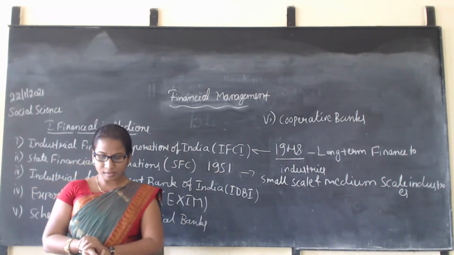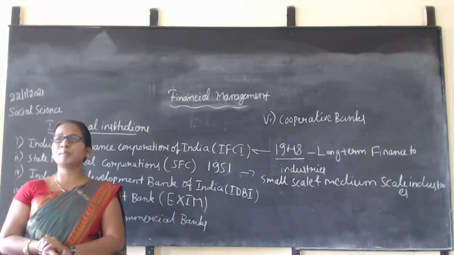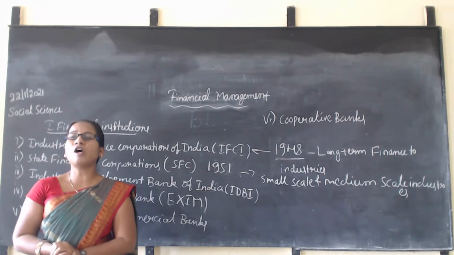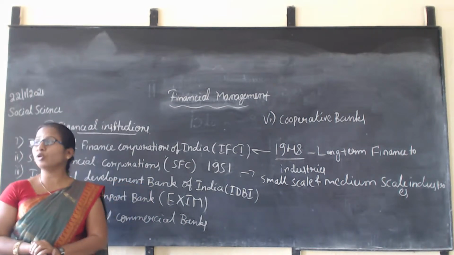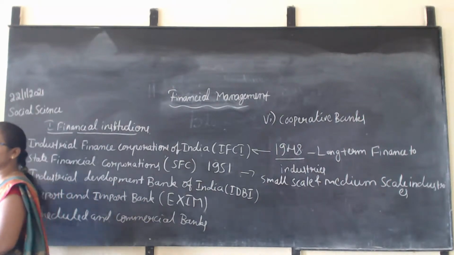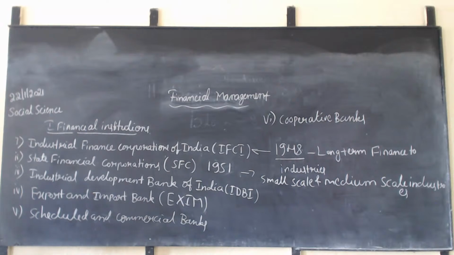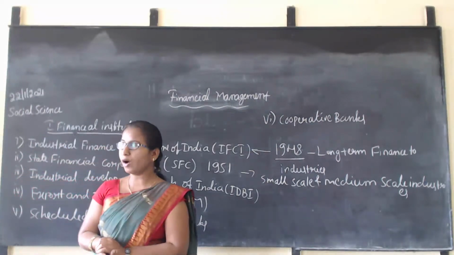This corporation provides long-term finance to small scale and medium scale industries. Which kind of finance is provided, long-term or short-term? Long-term finance. They provide long-term loans. To whom? Small scale and medium scale industries. For example, any kind of small products produced come under small scale. Any medium size, for example, small machines produced, come under the medium scale industries.